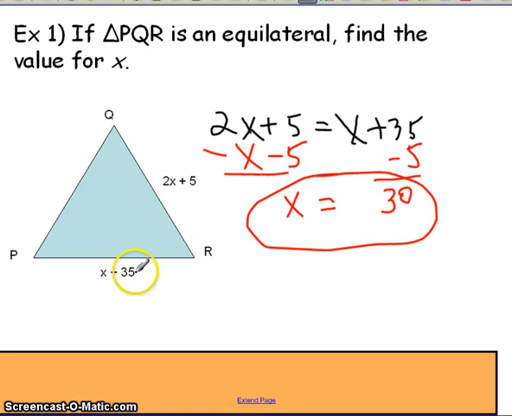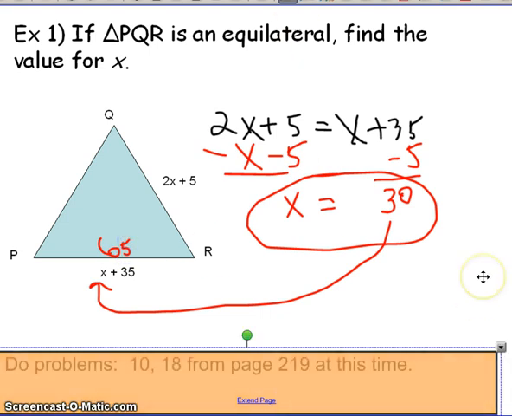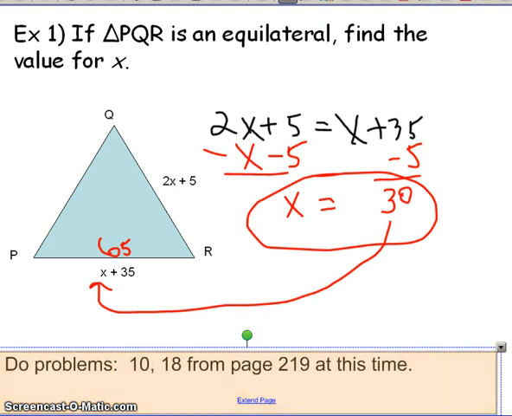Now if it wanted to know a particular side length, then I'd have to plug in the x into any one of the sides, and that would tell me the distance for each one of the sides because they would all be the same. So it looks like each one of the sides would be 65. Alright, 10 and 18 from page 219.